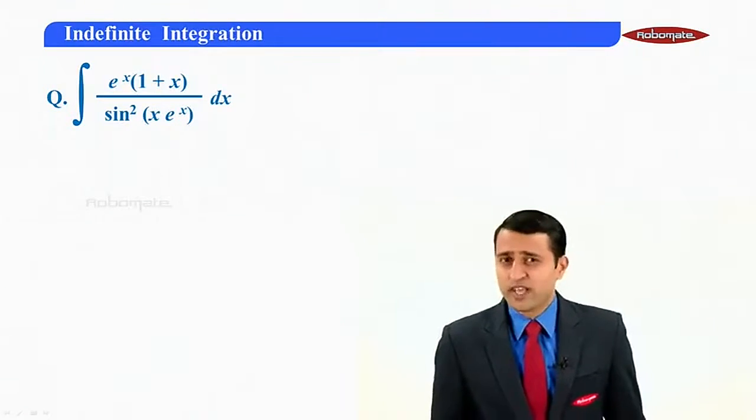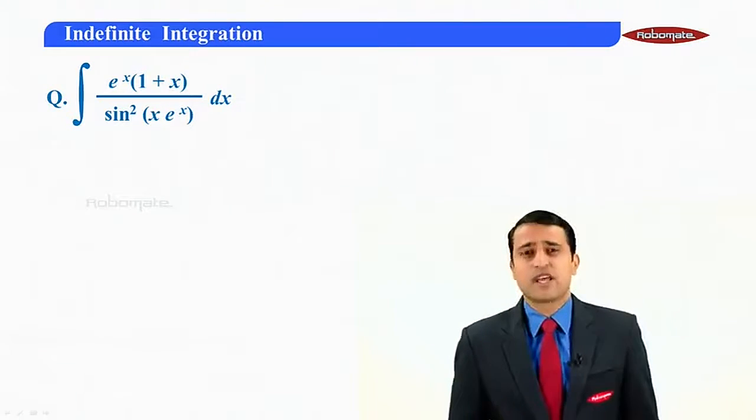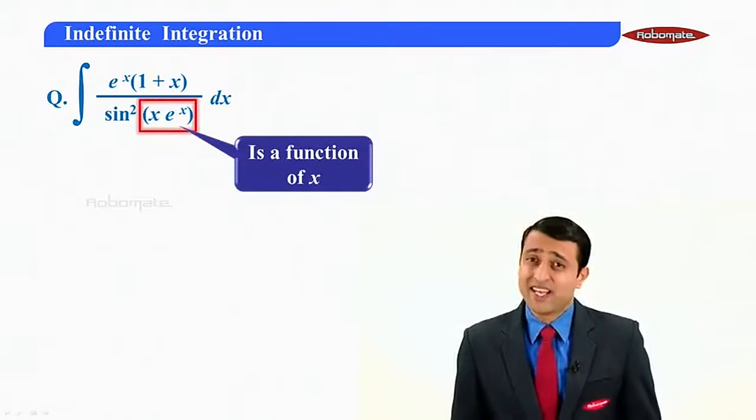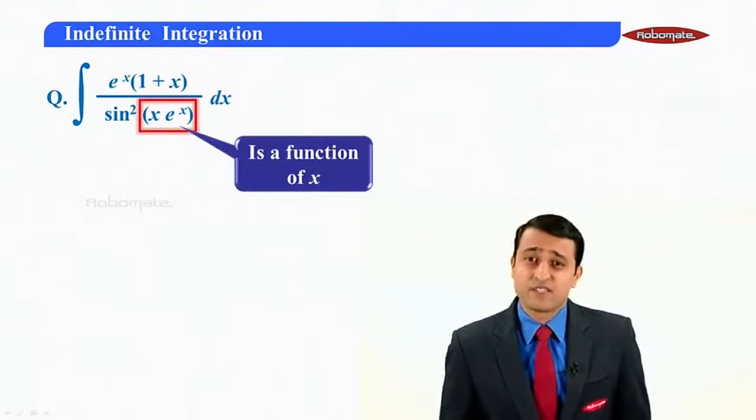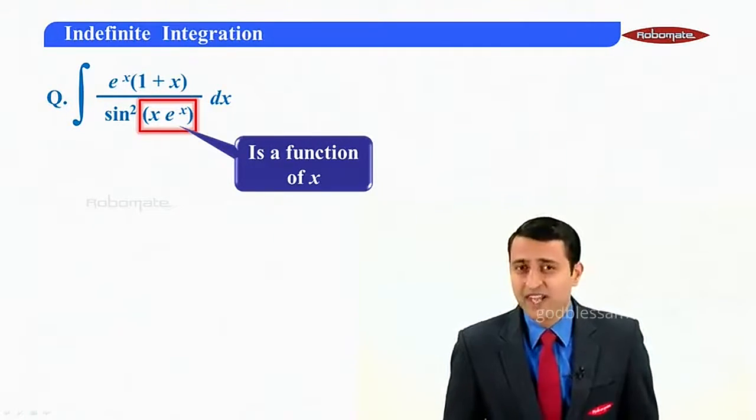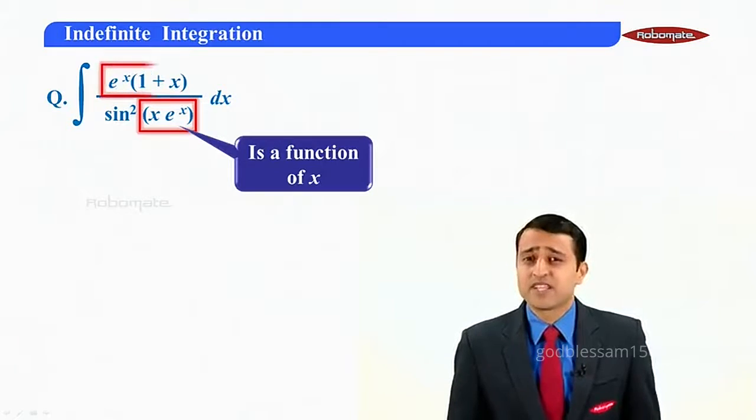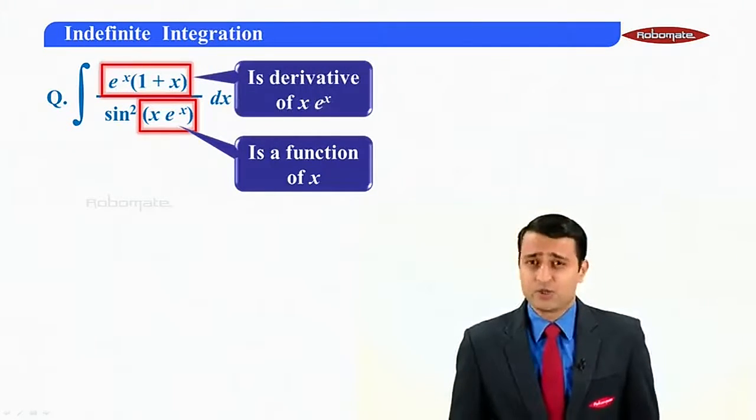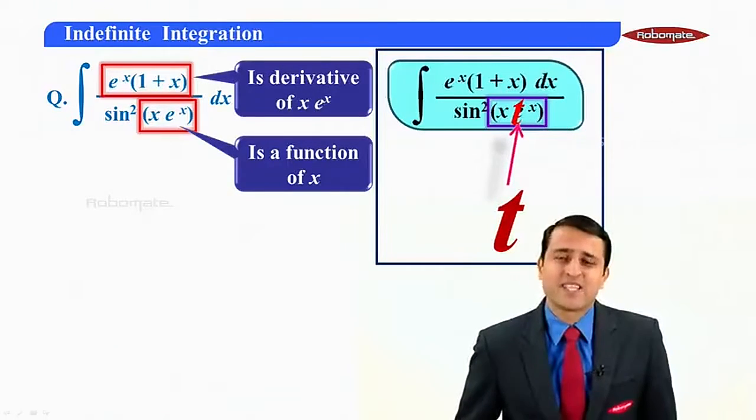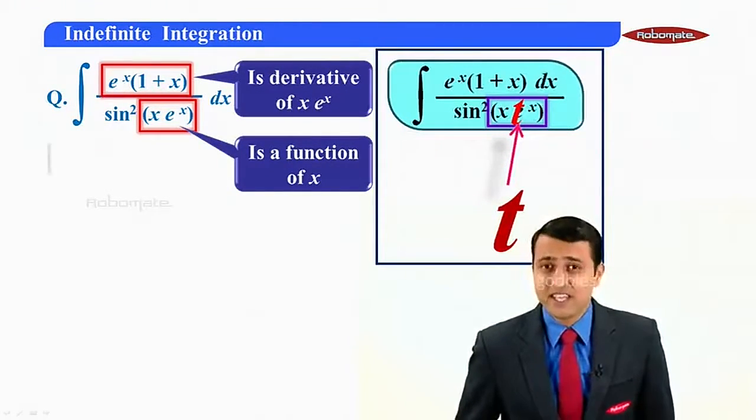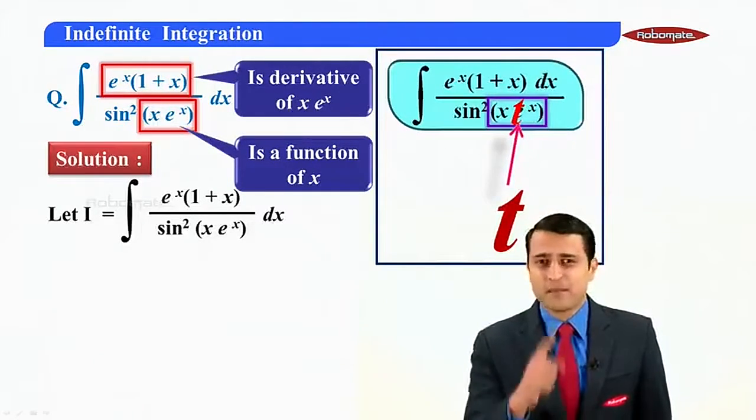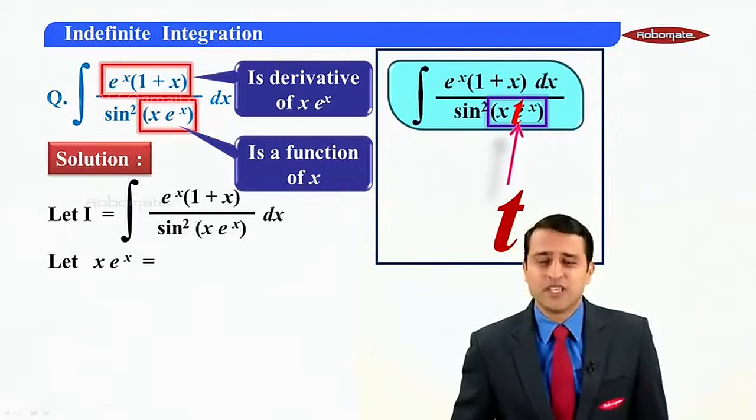Integral of e raised to x into 1 plus x upon sine square x e raised to x. Now, students, you know that x e raised to x is a function of x, which makes it a composite in the denominator. We also observe that the derivative of it is present in the numerator. So now students, what am I supposed to do? I am supposed to substitute that x e raised to x as t that we have already seen. So if I copy the question, what is my next step? The next step is x e raised to x is equal to t.